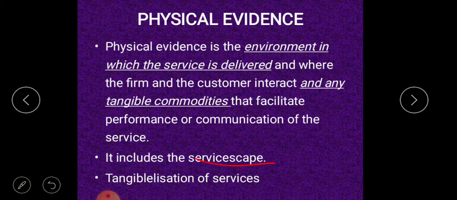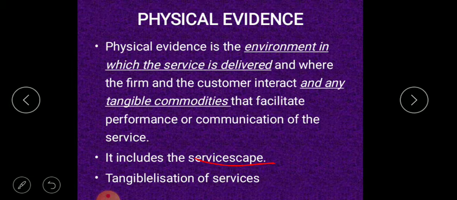Physical evidence includes the servicescape, as we have already said, and that is why tangibilization is very important. It includes the tangible touch points, for example the brochure, which we have already discussed, the building itself, the dress of the people, the furniture, wall decor, again all the physical evidence that comes under this. By looking at that physical evidence only, customers will expect a certain type of service.